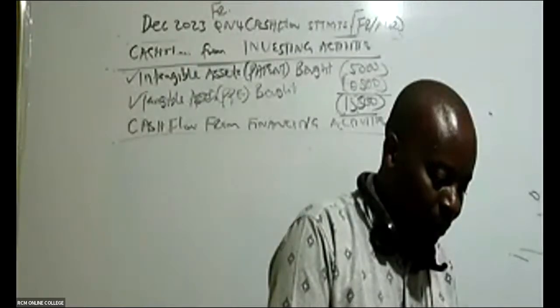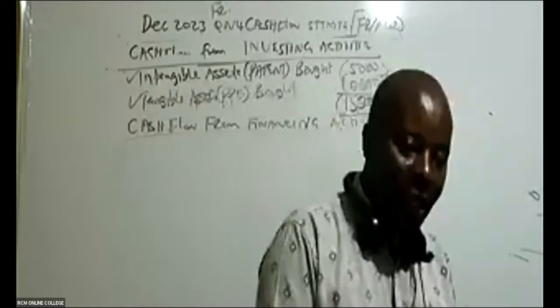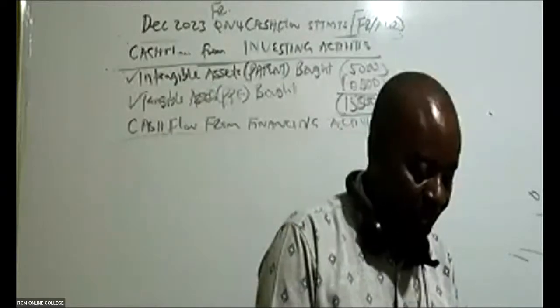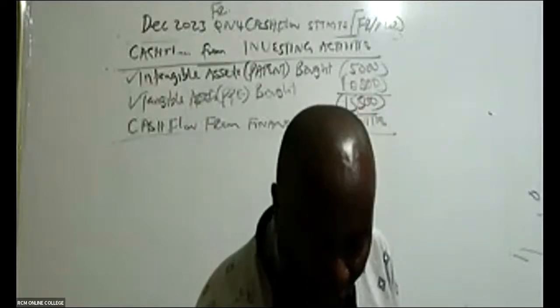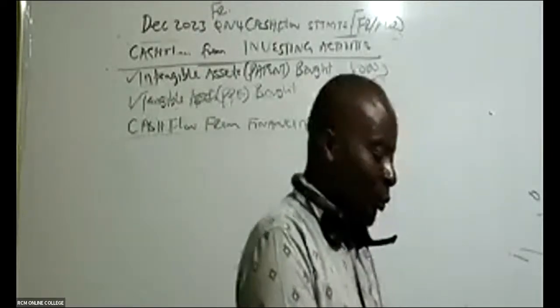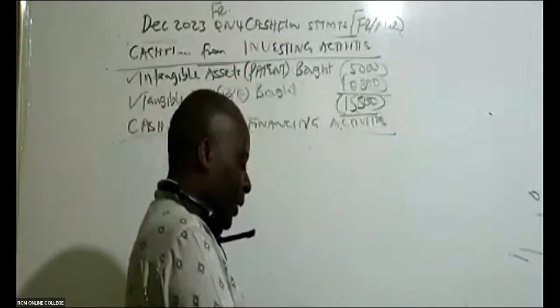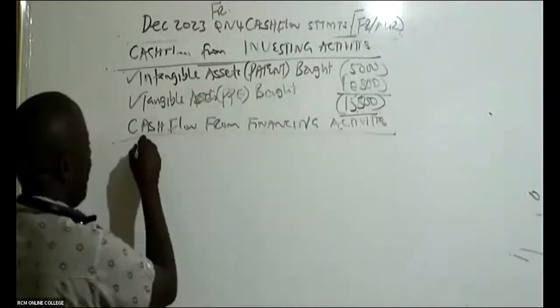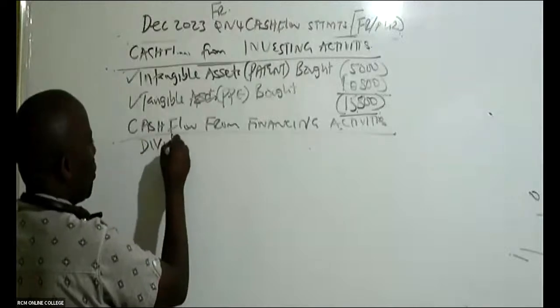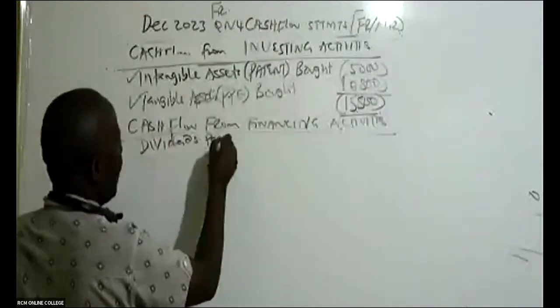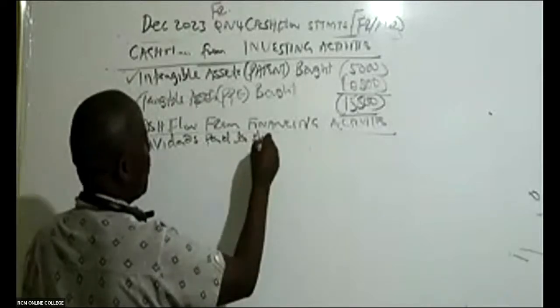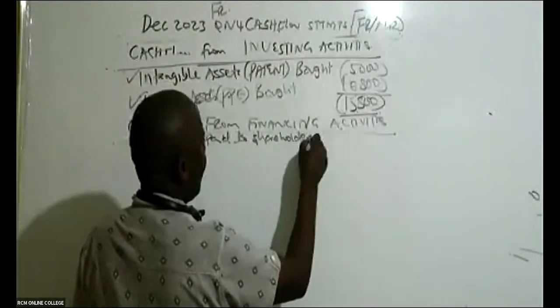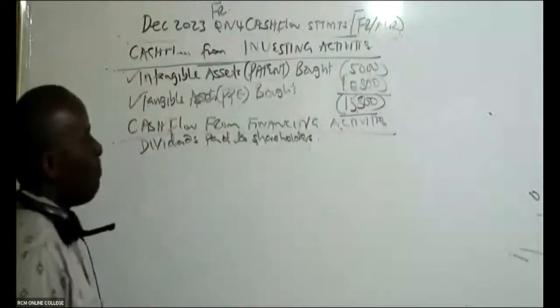Now, the financing I will not forget. Somebody taught me ACCA financial reporting, and I've never forgotten what he told me about this financing. He told me that your biggest financiers are your shareholders. Give them dividends first. Dividends paid to shareholders. Pay them.